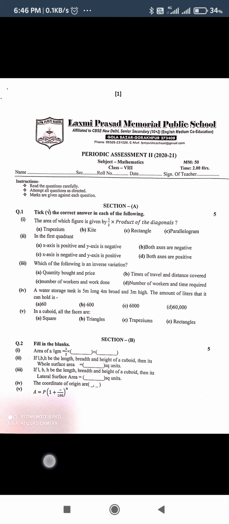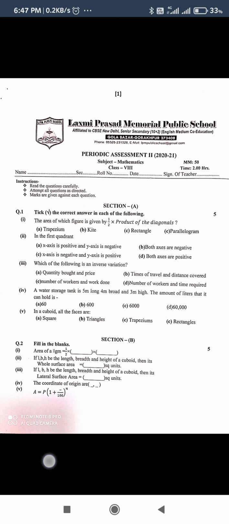So the first question of section A contains 5 parts of 1 mark each. Question number 1 is: tick the correct answer in each of the following. For each question we have been given 4 alternative options and we have to tick the correct answer.